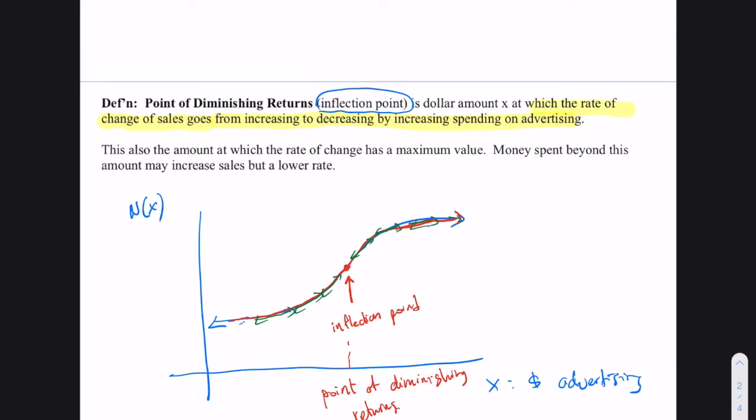You guys see that? Furthermore, this is also the amount at which the rate of change has its maximum value. Money spent beyond this amount may increase sales, but at lower rates, meaning that at this point here, the rate of change is the max. The rate of increase in sales is the maximum at that point. Anywhere past that point you still have a positive slope, but that positive slope is decreasing. So that's how we relate inflection point to diminishing returns, meaning the return at that point is slower than prior to that point.